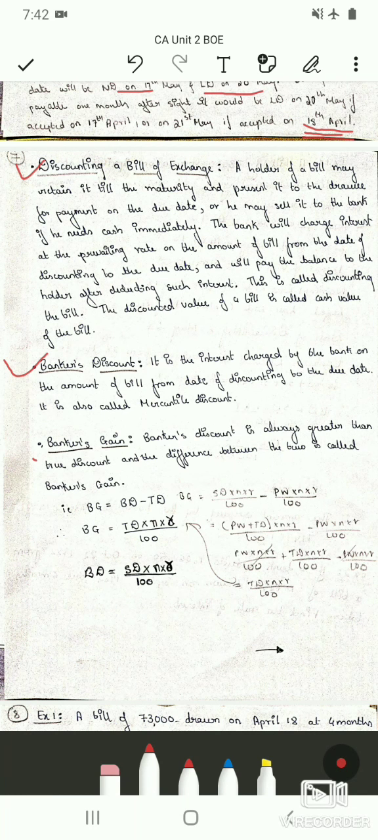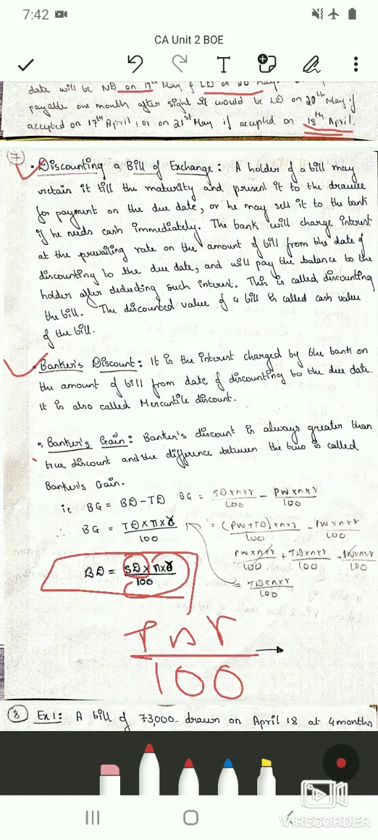So what is the formula for banker's discount now? They have said it is the interest charged by the bank on the amount of the bill. So it will be S T, that is the amount of the bill, and the interest formula is PNR by 100.